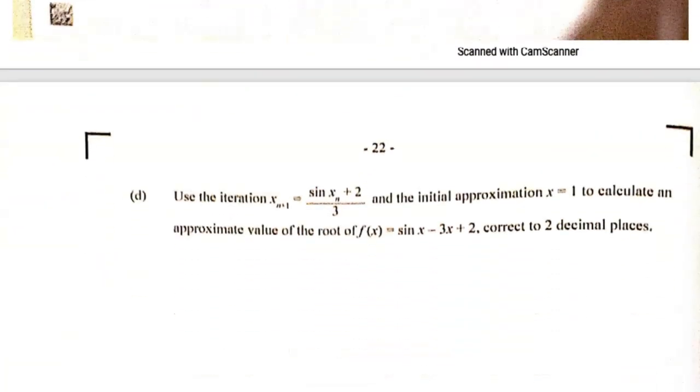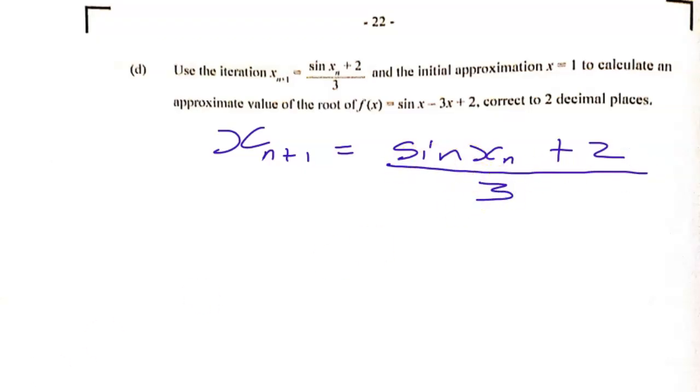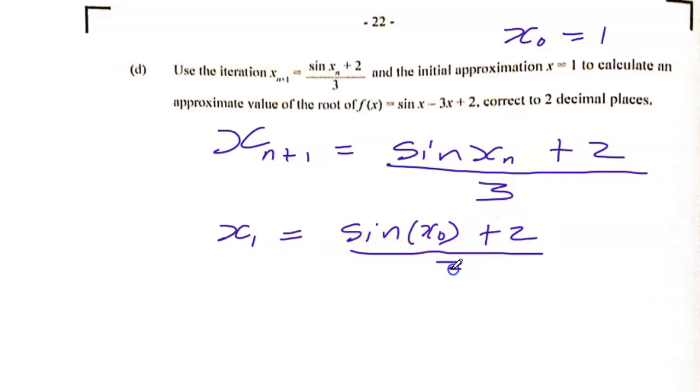Next, use the iteration x subscript n plus 1 equal to sine of x subscript n, plus 2, all over 3. So let me just rewrite it. Now the initial approximation, we can call it x subscript 0, which is equal to 1. So x subscript 1 would be equal to sine x subscript 0 plus 2 over 3. And of course x subscript 0 is 1. So it's sine 1 plus 2 over 3. That gives us 0.947.